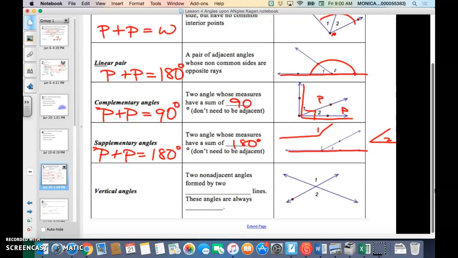Vertical angles are what you looked at in that first example. They are non-adjacent, which means they're not next to each other. They're formed by two, well, look at these lines. They have an intersecting point. So they're formed by two intersecting lines, and these angles are always equal, or in this case we'll say congruent. So that means that angle 1 equals angle 2. So the equation you're going to use is part equals part.